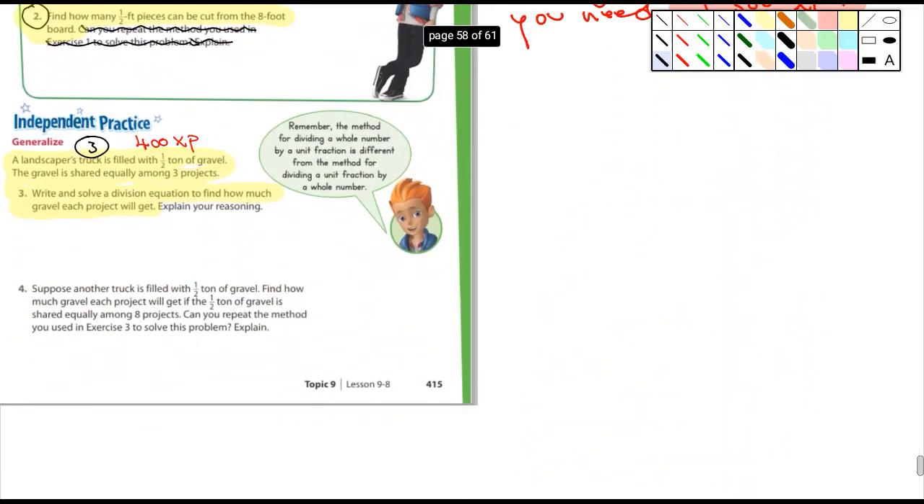Let's move down here. Number 4, it says, suppose another truck is filled with a half ton of gravel. Find out how much gravel each project will get if the half ton of gravel is shared equally among 8 projects. And again, I'm not worried about exercise 3 and repeating the method. Okay, so that'll be the 4th one I'm going to ask.